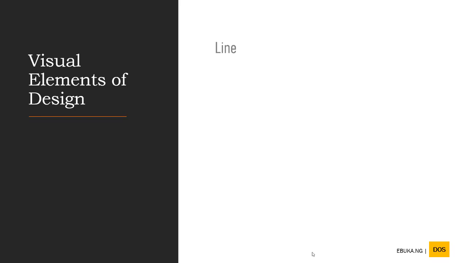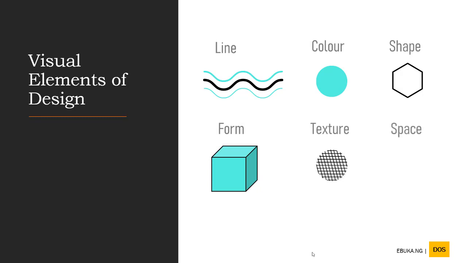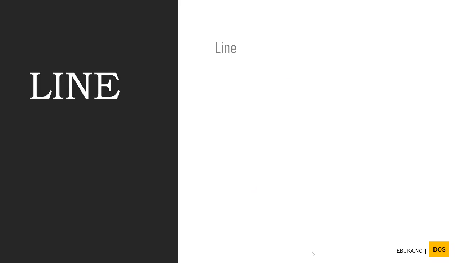Line, just the shortest distance between two points. That's what a lot of people describe it as, right? So the first element you have is a line, then you have color, then shape, then form, texture, space, and typography. I know you're surprised about space. Don't worry, I explained each of these things in the slides. Let's quickly get into them. So let's start with line.